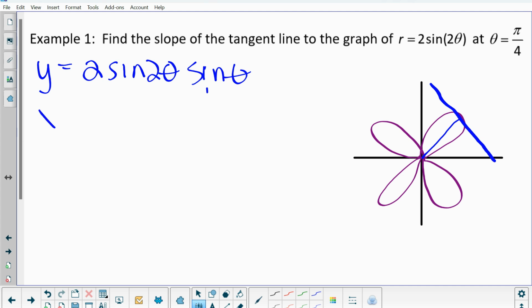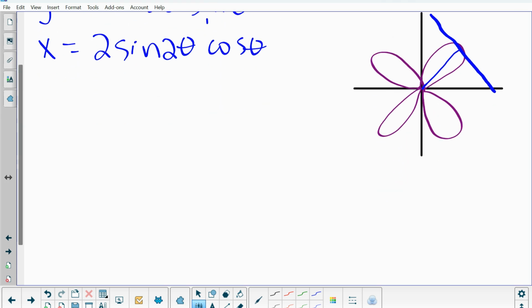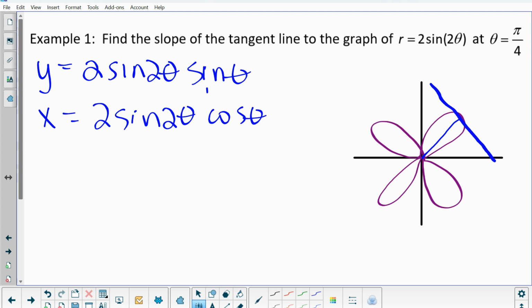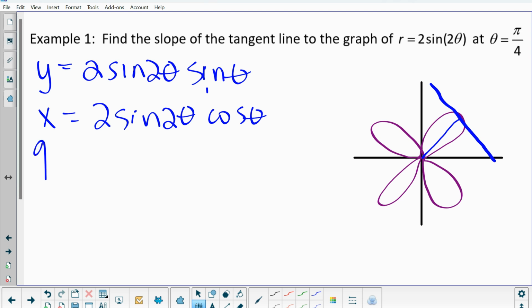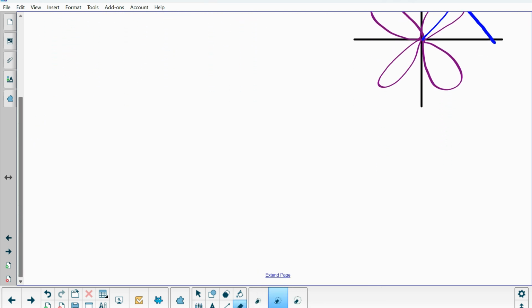And then you've got x equals 2 sine 2 theta times cosine theta. So we need each of those derivatives, and then you're going to substitute pi over 4 into those derivatives to find the slope. So this is going to be a little bit of work because it's a chain rule and a product rule. I'm going to try my best to make this legible for you. So I need dy d theta.